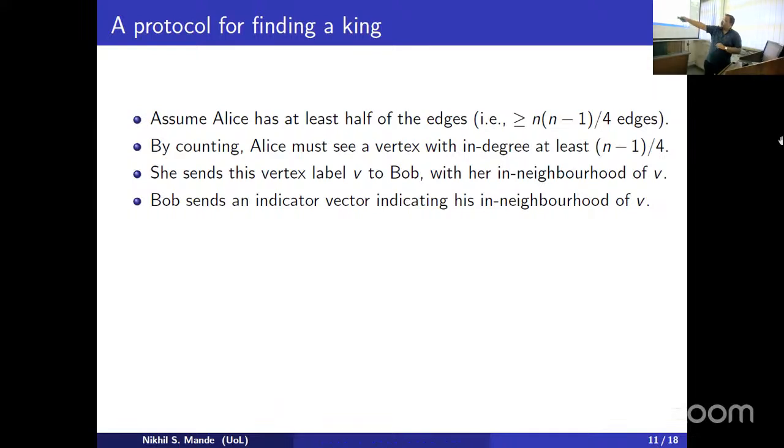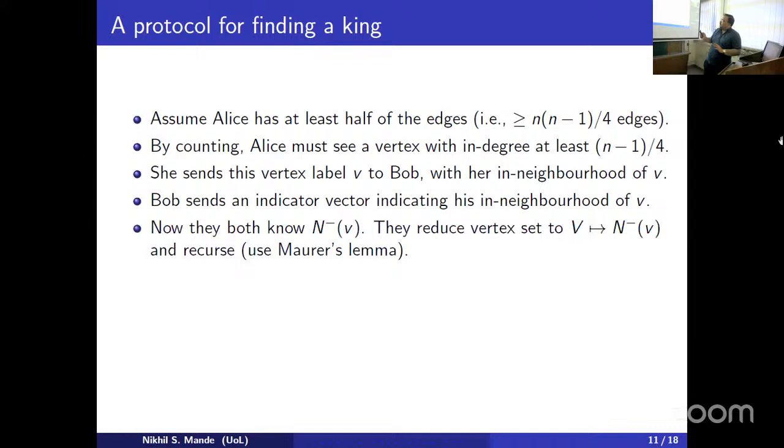So at this point, what has happened? They both know a vertex v. They both have full information of the out-neighborhood of v because they've communicated this over here. And moreover, you know that this vertex has at least (n-1)/4 out-neighbors. So what they do is they just eliminate the out-neighborhood at this point, recurse on the in-neighborhood, and use the same thing again, recurse.